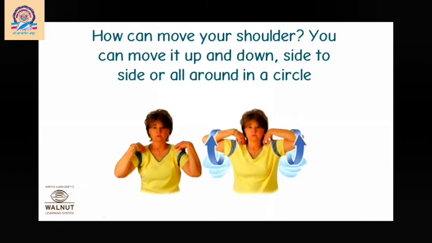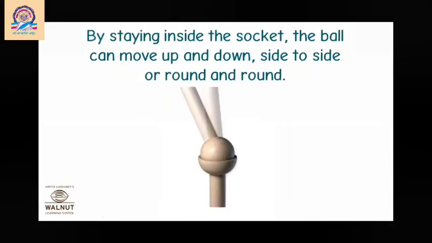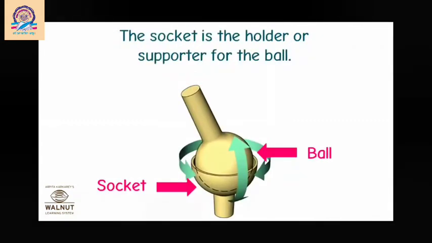So here is the question, how can you move your shoulder? You can move it up and down, side to side, or all around in a circle, isn't it? As you can see here, the ball can be rotated inside the socket. By staying inside the socket, the ball can move up and down, side to side or round and round. That is, it is freely movable. I hope now you are clear with what ball and socket joints are.